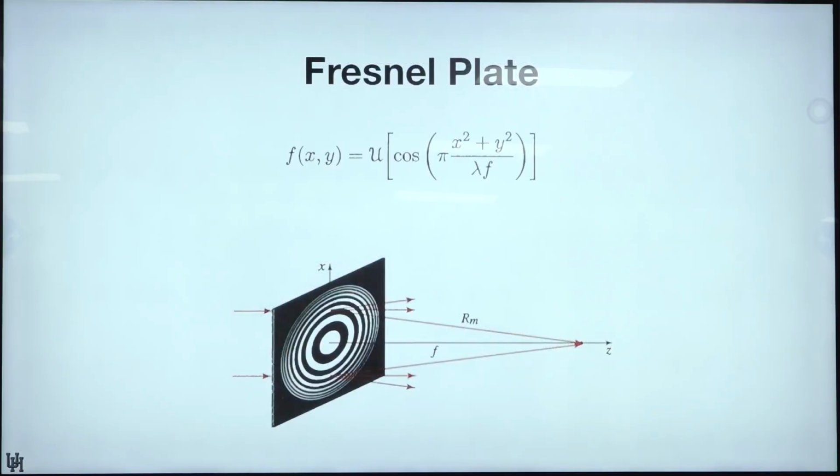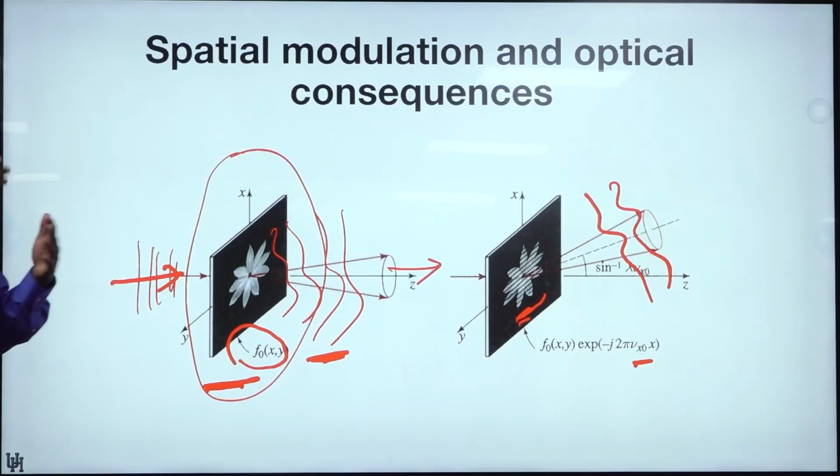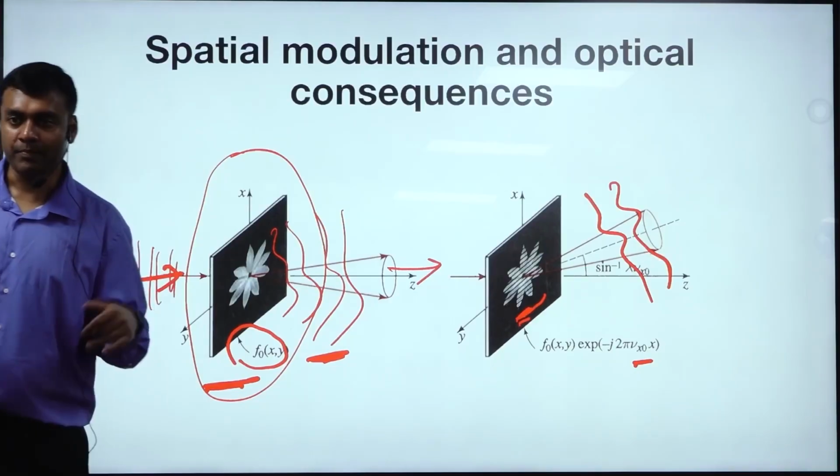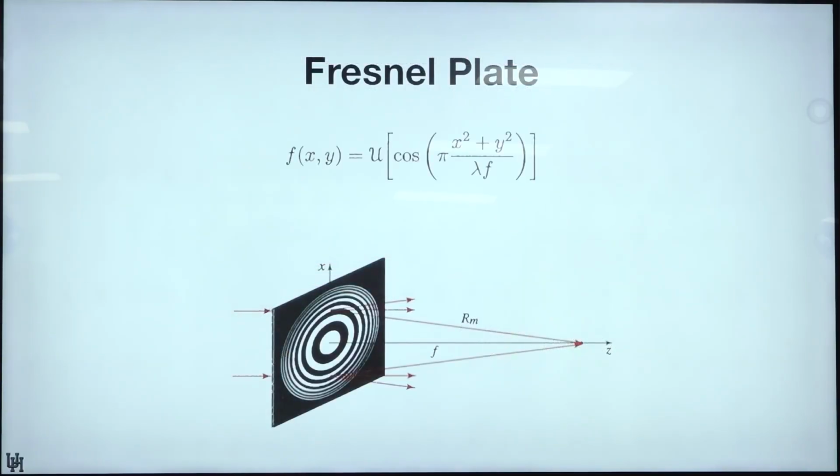Okay. And so you can choose the shape of this object here and make light do a lot of different interesting things. What do I mean by that? If you draw, print, or make an object which has this kind of pattern, then a plane wave coming in can be made to focus light to a point.